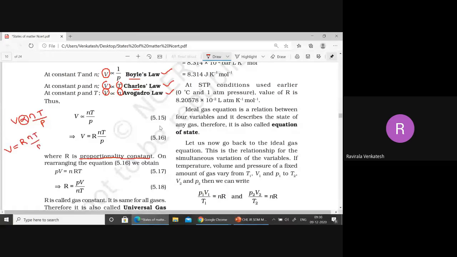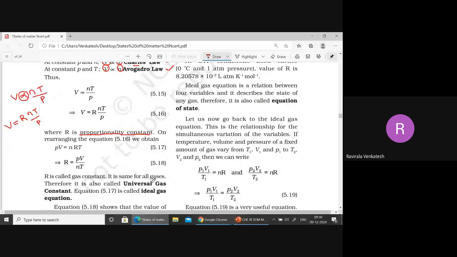Now we'll do one thing. I will send this P over here. What we get is PV equals nRT. This formula I got: PV equals nRT. Now, what is P here? Pressure of the gas. What is V? Volume of the gas. What is n? Number of moles of the gas. What is T? Temperature of the gas. Now, what is R here?